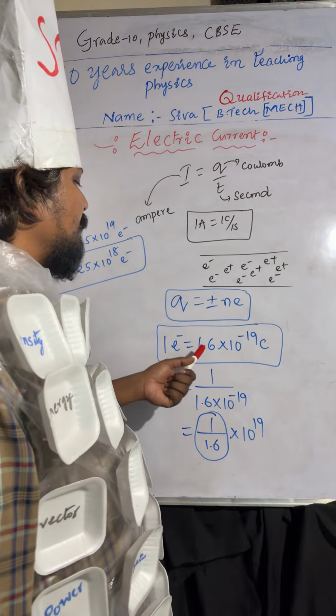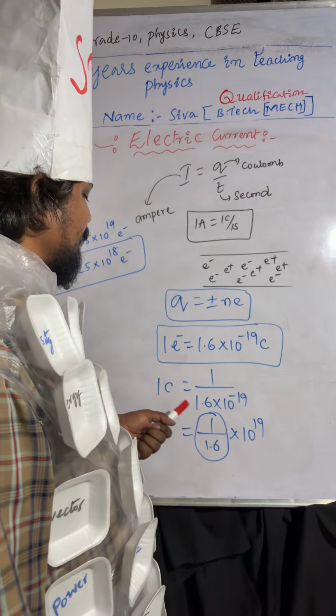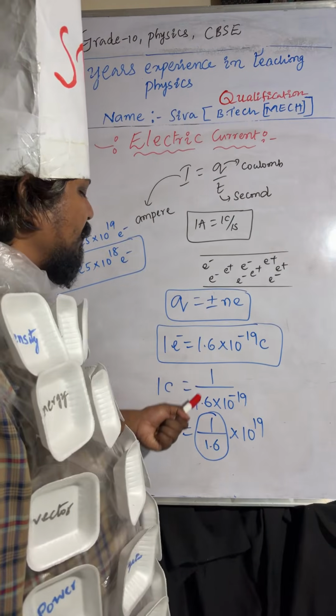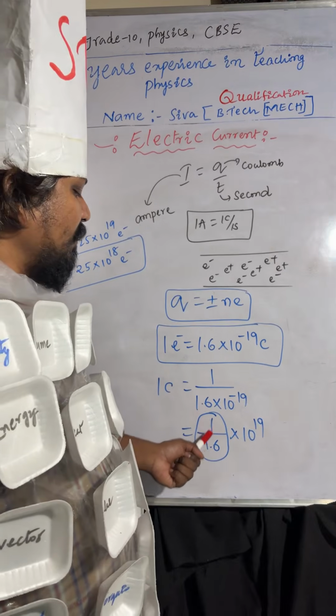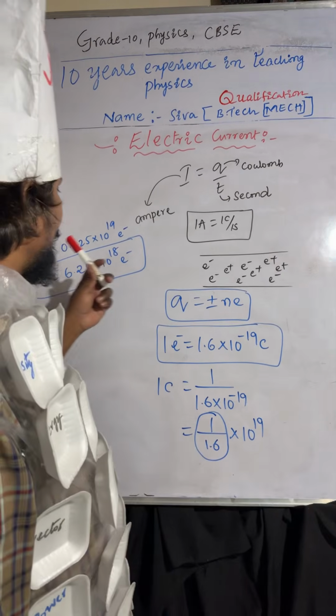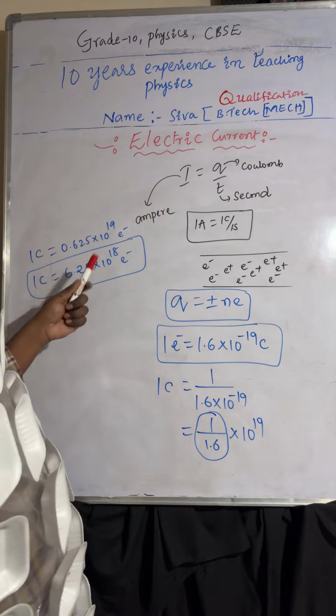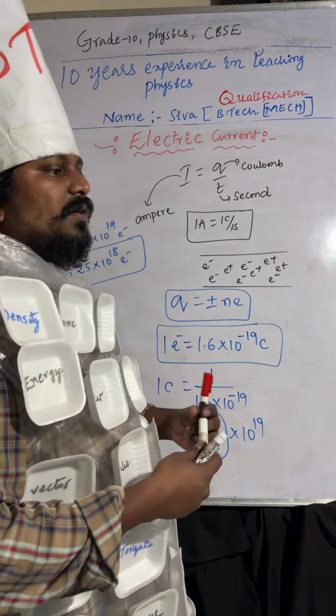One electron carries 1.6 into 10 power minus 19 coulomb. So in 1 coulomb, we get 1 by 1.6 into 10 power minus 19. If you solve that, in 1 coulomb, 6.25 into 10 power 18 electrons are present. Understood? I hope it is very clear.